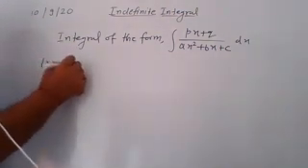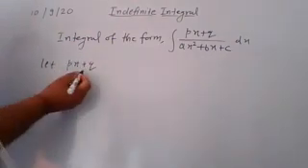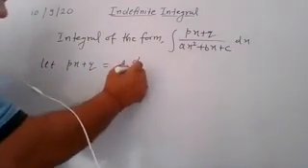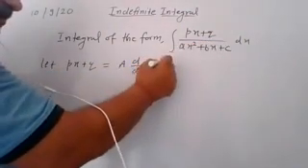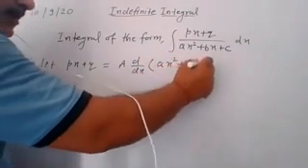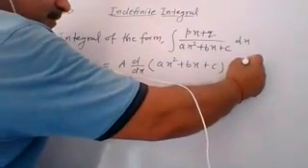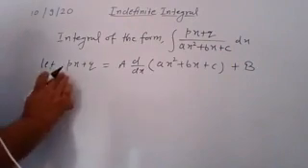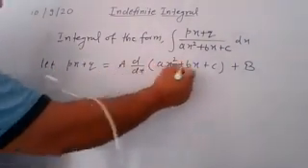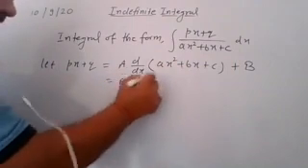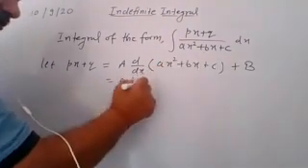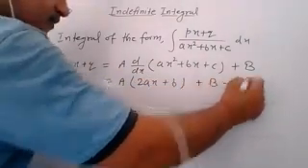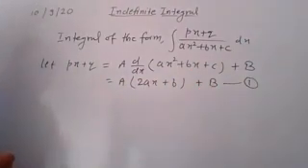Let px plus q, your numerator part, be equal to A into d by dx of the denominator, that is ax square plus bx plus c, plus a constant B. After assuming your numerator like that, you differentiate this. If you take its differentiation, you have 2ax plus b, and plus B is there. That is your first equation.